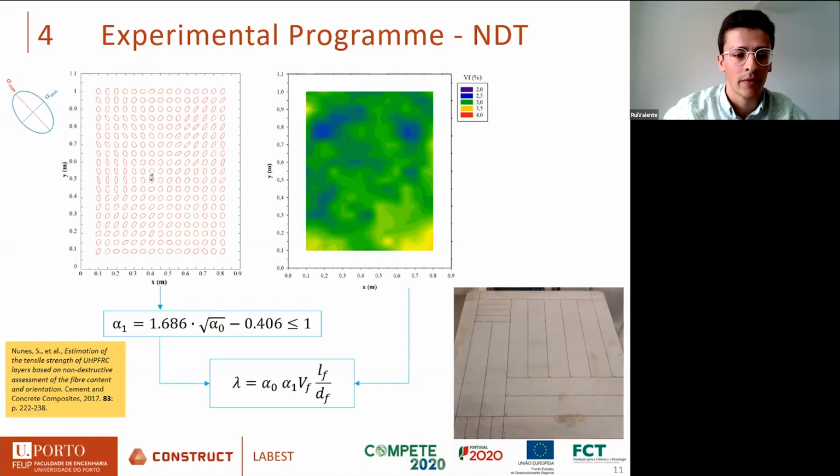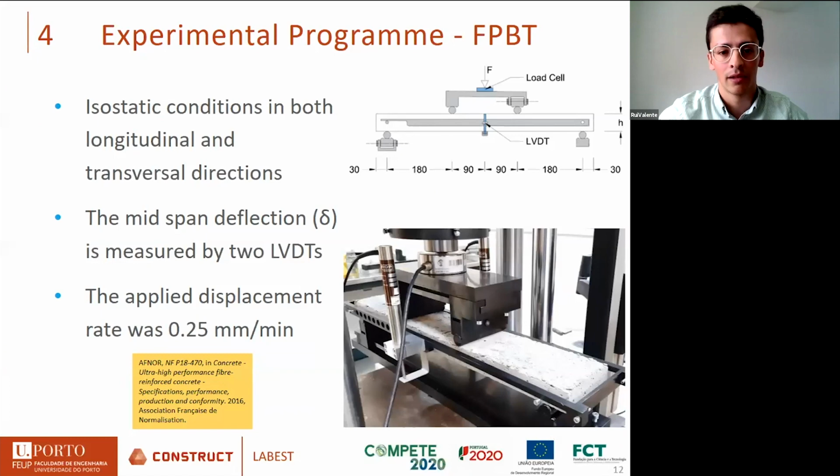With the fiber orientation factor, we can also estimate the fiber efficiency factor by means of this correlation, also proposed and validated in this work. And knowing all these parameters and the fiber geometry, we can find the fiber structure parameter, which can then be correlated with some mechanical properties with surrogate models, for instance, post-cracking strength, which allows us to decide about the plate's layout for cutting out in such a way that we have different post-cracking strengths being tested in order to validate our model for different structural behaviors.